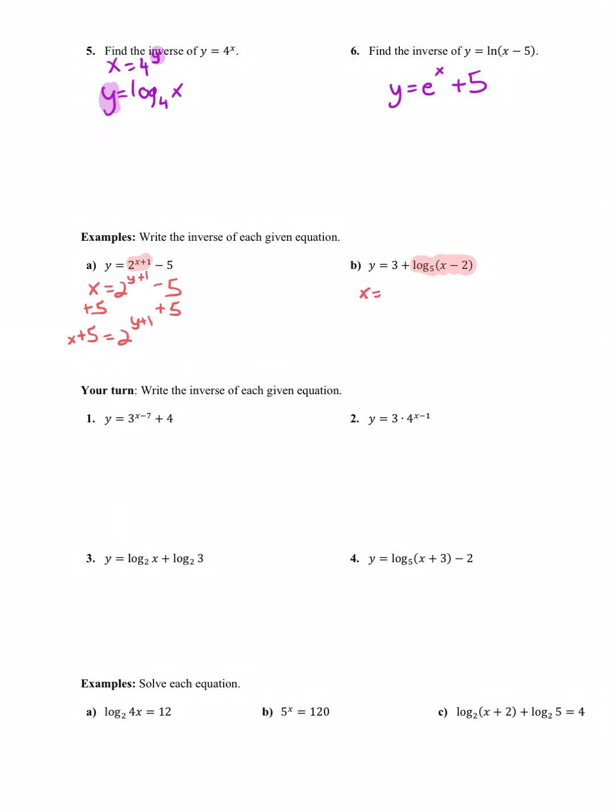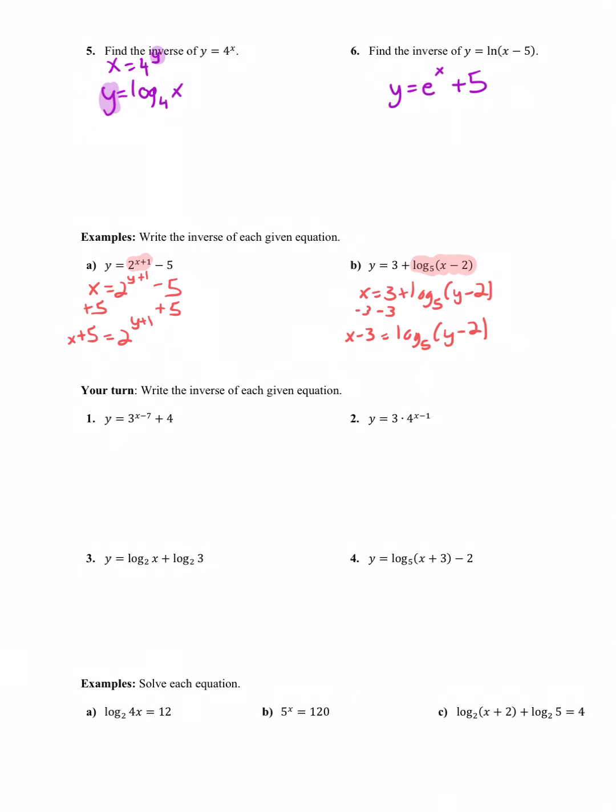Same thing over here on the second problem. After I switch the x and y, I have to get rid of that 3, so I have to subtract 3 from both sides. x minus 3 equals log base 5 of y minus 2. So now I have x plus 5 equals 2 to the y plus 1, and x minus 3 equals log base 5 of y minus 2.